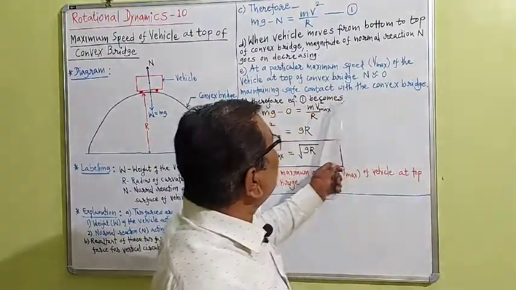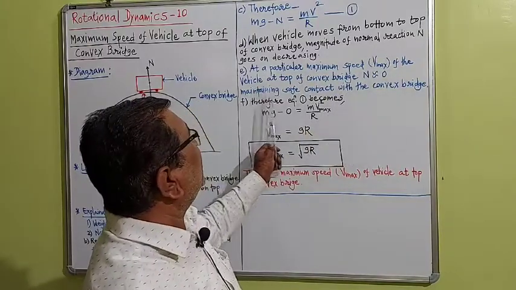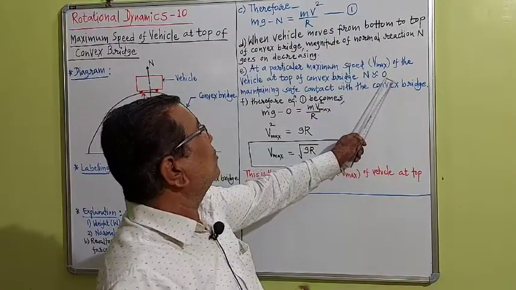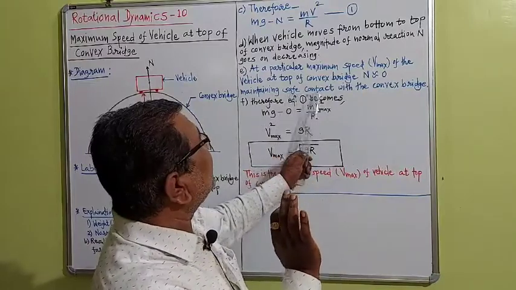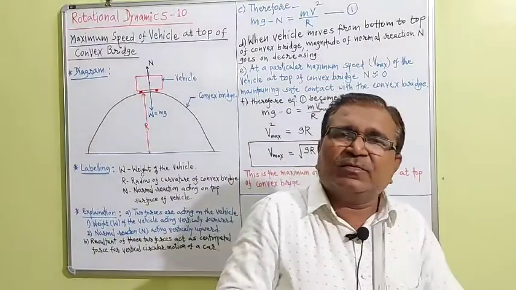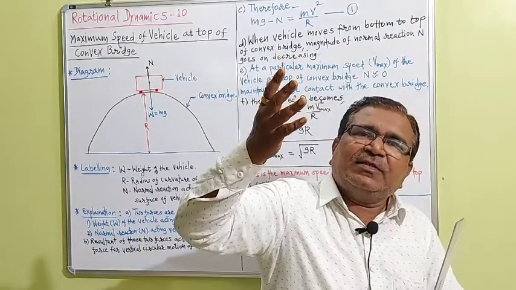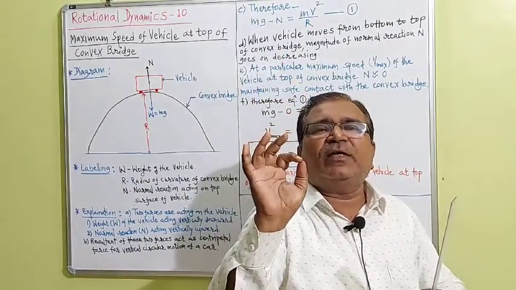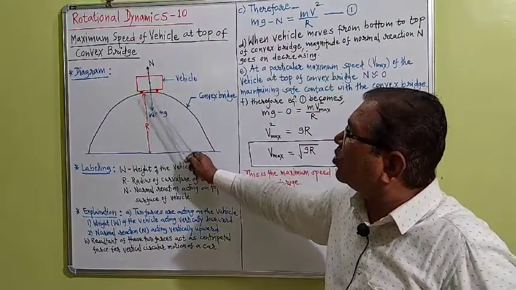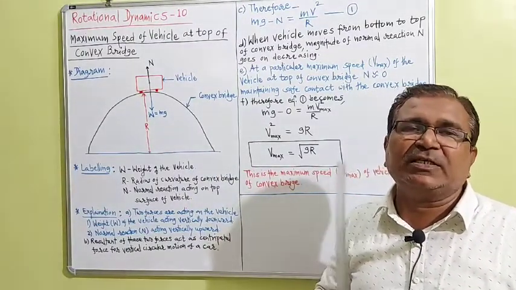At a particular maximum speed V max of the vehicle at the top of the convex bridge, capital N is approximately equal to 0, provided that there is safe contact with the convex bridge. This is the most important. If the speed of the vehicle is greater than the maximum velocity, then there is a possibility of the vehicle jumping from the top surface. It will not remain in contact with the surface of the convex bridge. That is an important thing, dear student.